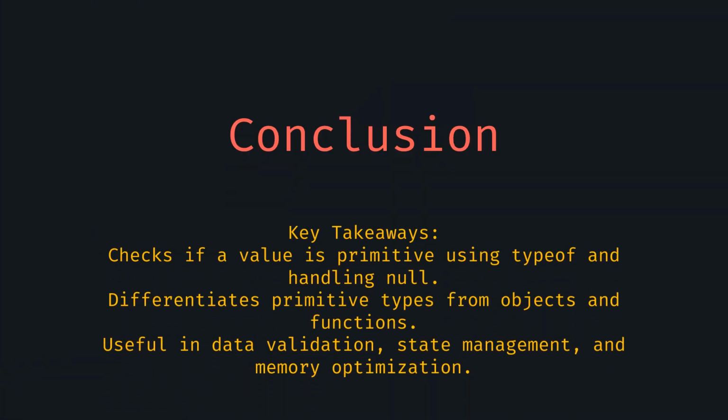This wraps up our lesson. We've learned how to check if a value is primitive, ensuring correct handling of JavaScript data types. This technique is useful in data validation, security, and efficient programming. Try using it in your projects.